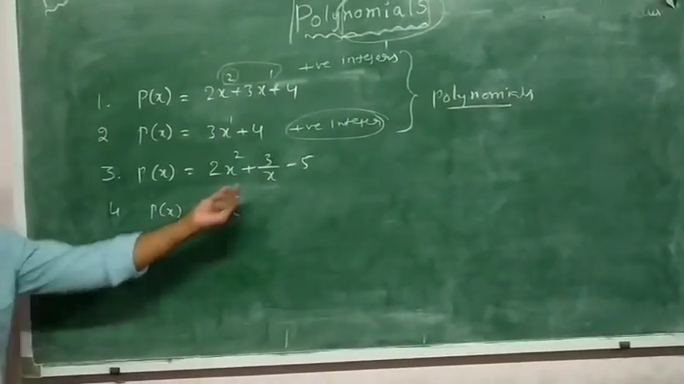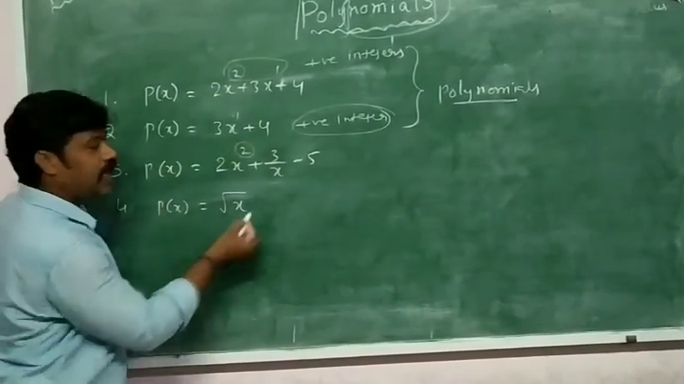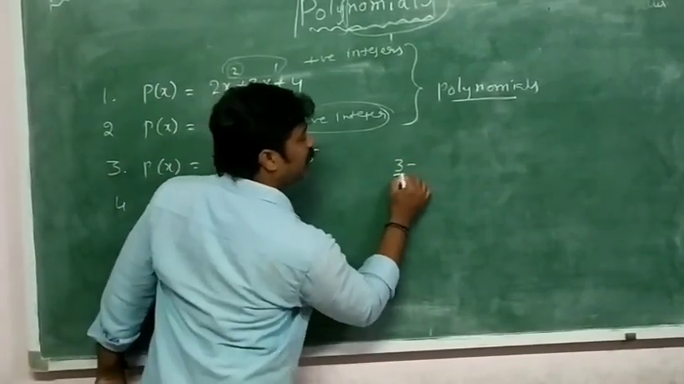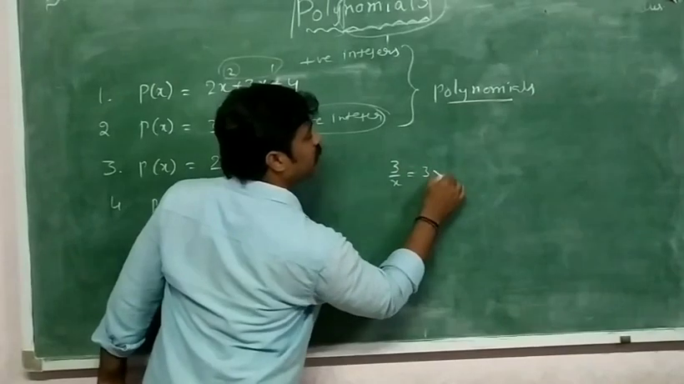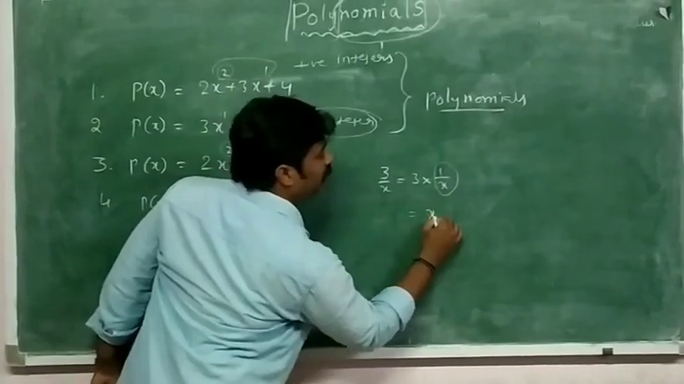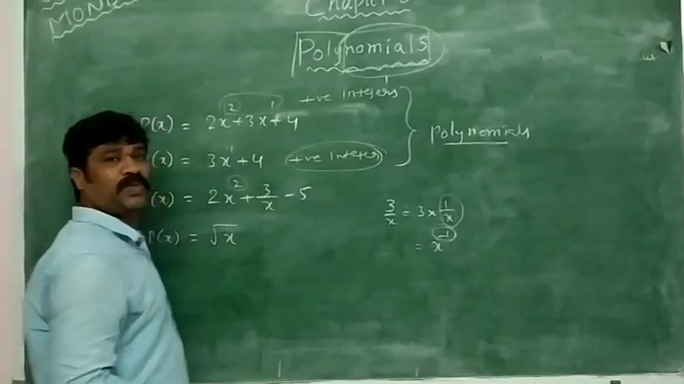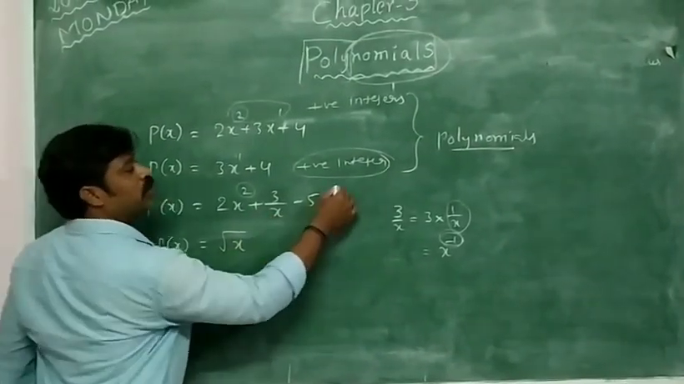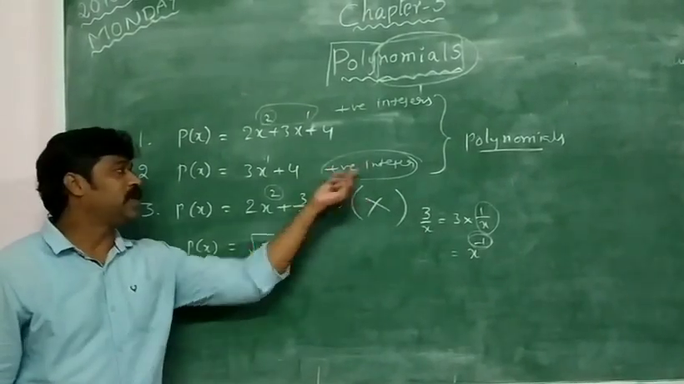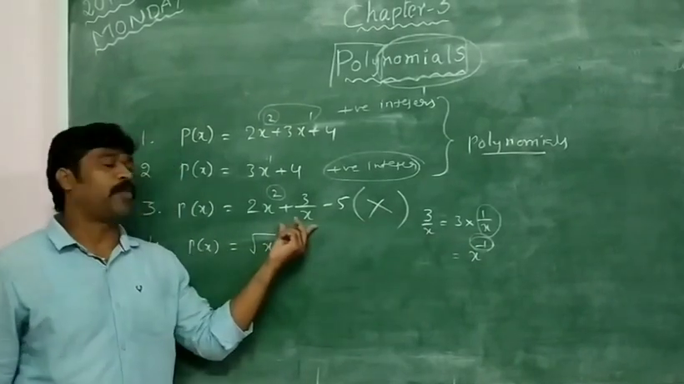Both are polynomials. Similarly, if you observe the third example, 2x square, it is a positive integer power only. But if you observe this one, 3 by x is there. So 3 by x we can write as 3 into 1 by x. If you write this 1 by x in the numerator, it becomes x to the power minus 1. So here the power is negative. If the power is negative, it is not a polynomial, because the powers must be positive integers. But we are getting a negative integer here. So it is not a polynomial.